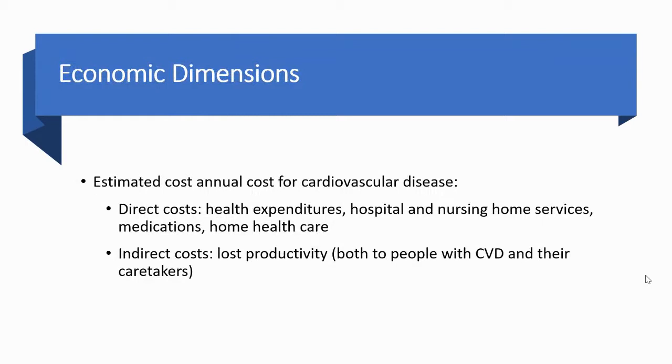We look at the economic costs of cardiovascular disease. When we look at direct costs, these include health expenditures, hospital nursing home services, medications, and home health care. When we look at indirect costs, this could be loss of productivity, meaning I can't work anymore because of my cardiovascular disease, or my caregiver, my husband, now has to take care of me, so he cannot work. That would be considered an indirect cost.